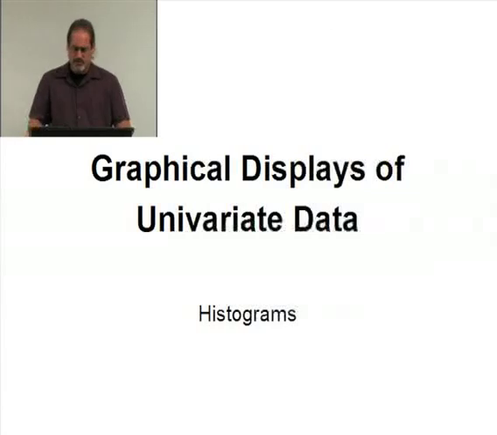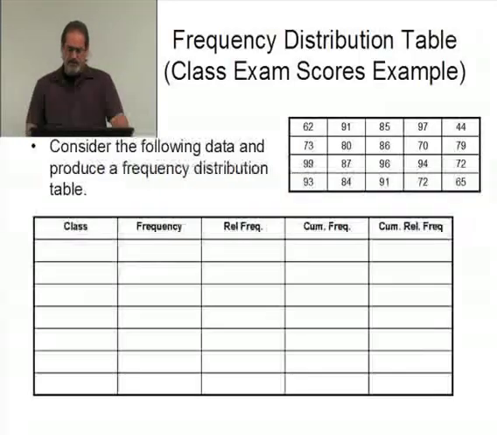Let's continue our discussion of graphical displays of univariate data and look specifically now at histograms. Let's jump in with an example, and the example I'm going to use is exam scores. The exam scores are either going to be interval or ratio. It depends on how the score is actually computed.